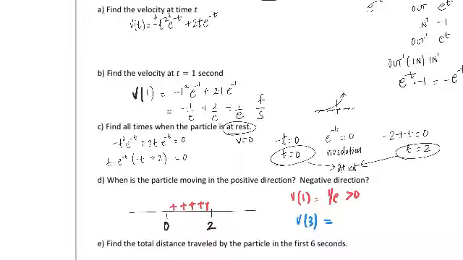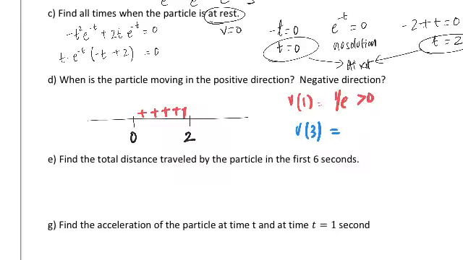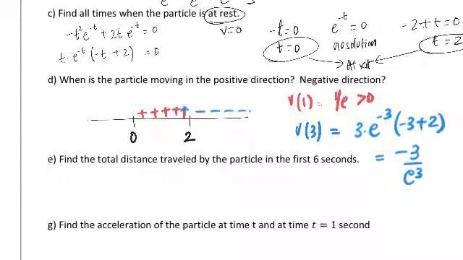V of 3, I like to use the factored form when I do this. So I would have 3 times e to the negative 3 times negative 3 plus 2. Oh, I'm sorry, it's negative. It's going to be negative 3 over e cubed, right? So the velocity is negative for t equal to 3. And so that means we must be negative starting at 2. So the particle changed direction at t is equal to 2, right?